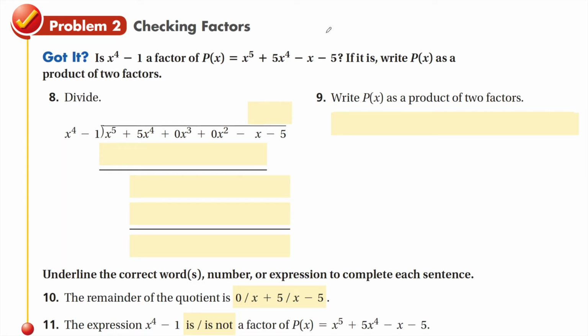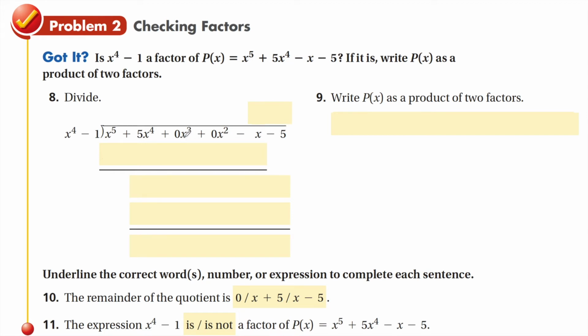The only difference is we need to make sure we write the dividend properly, meaning we have the x to the fifth, x to the fourth, but as you can see we are missing the x to the third and the x to the second power. We need to make sure we put that in when we write it out. So we have x to the fifth plus 5x to the fourth plus 0x cubed. All that's really saying is that we don't have an x cubed, but it's there, plus a 0x squared. Again, there is technically no x squared, but it's there, minus x minus 5.